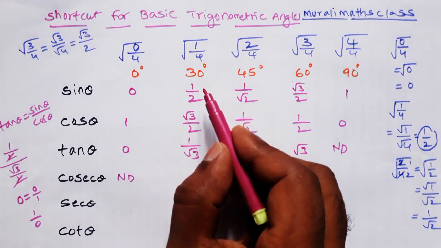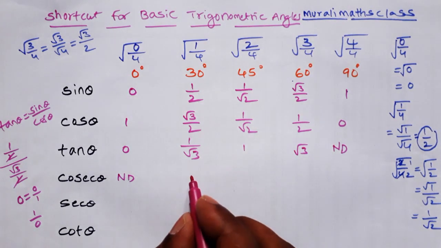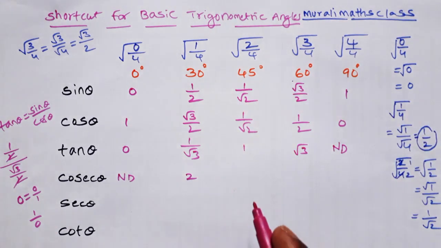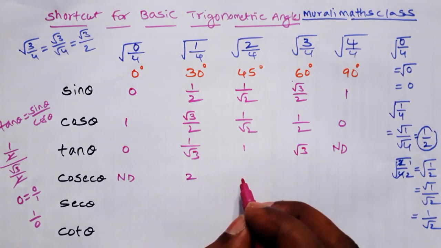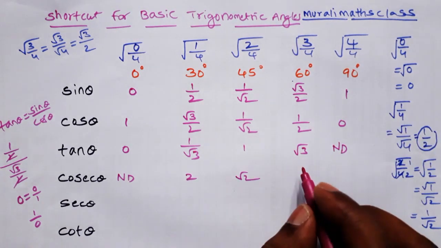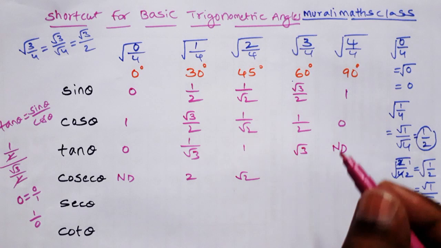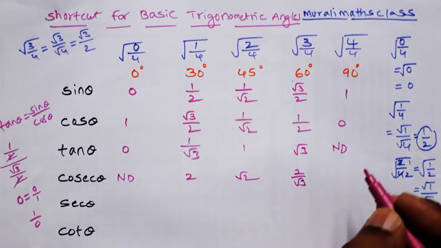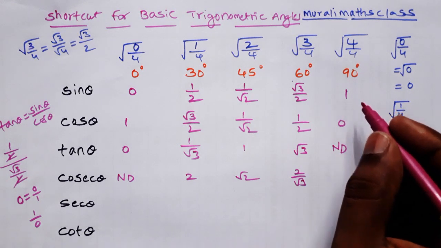1 by 2, reverse you write: 2 by 1. 2 by 1 is nothing but 2. 1 by root 2, reverse you write: root 2 by 1. Root 2 by 1 means root 2. Reverse. Root 3 by 2 we have here, but here we have to write 2 by root 3. 1, the same 1 we can write.